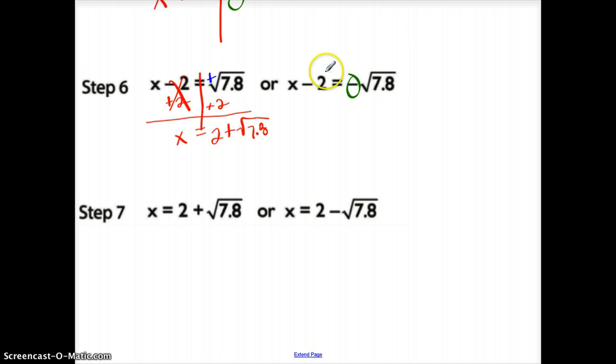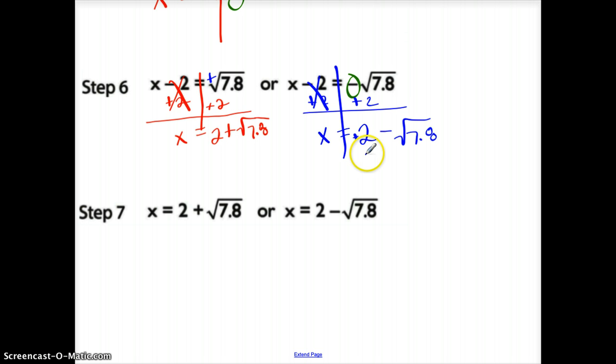And on the right side, we'll do the same thing again. We'll still add the 2. We'll still add the 2. Now what you'll notice is even though we're adding, our answers are different because the sign in the middle is different. X by itself equals 2 minus, so here's a plus, so positive 2 minus square root 7.8. Okay, so that is our two answers. That's how we get this answer down there, and that's how we get this answer down there.